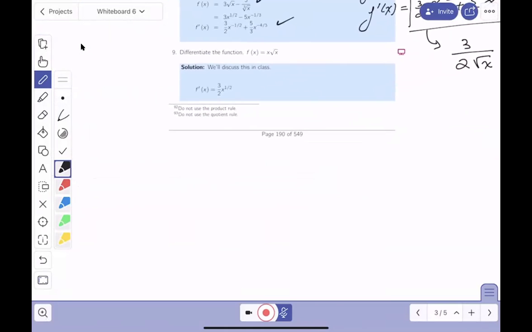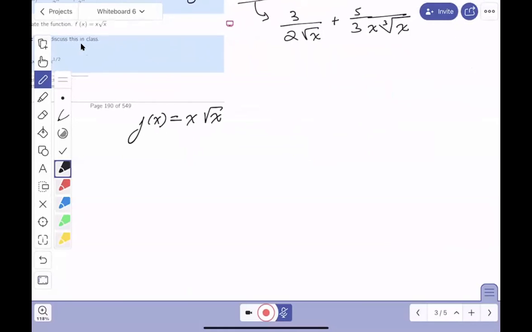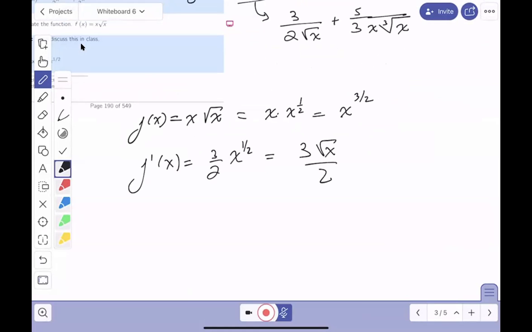Let's look at number 9. Number 9, I'm looking at is f of x equals x root x. Well, it's a problem for me, so I'm going to rewrite it over here as x times x to the 1/2. This is simplification. That'd be x to the 3 halves. Let's write this down. What's f prime going to be? It's going to be 3 halves x, reduce the exponent by 1. Well, that would be 1/2. So what do you get? 3 root x over 2.